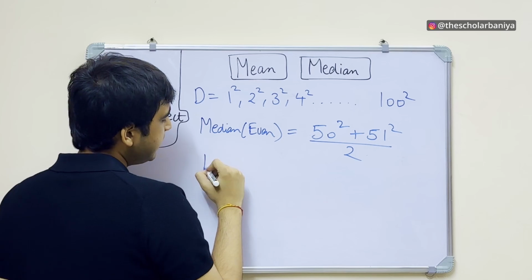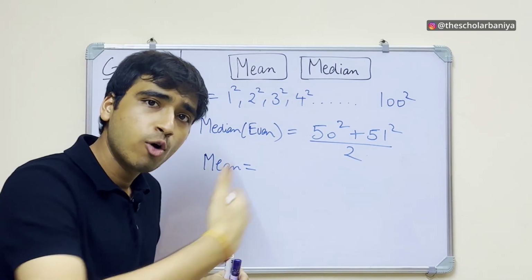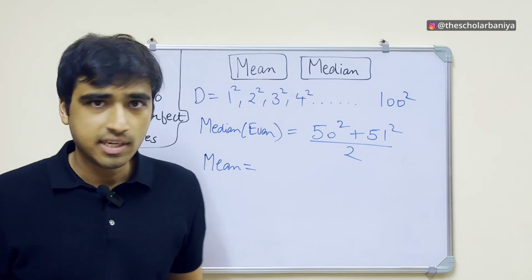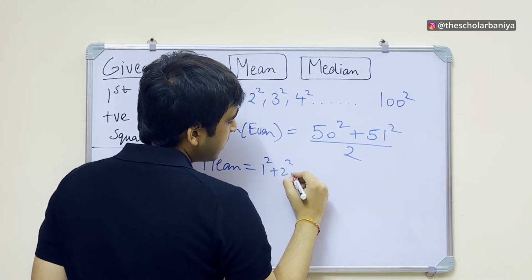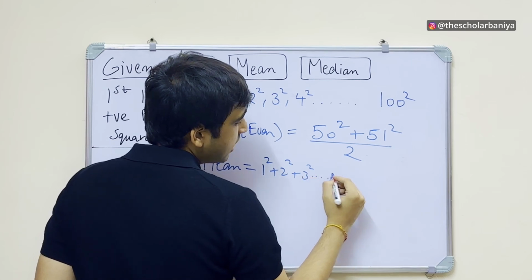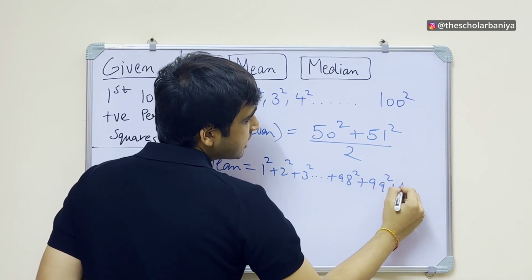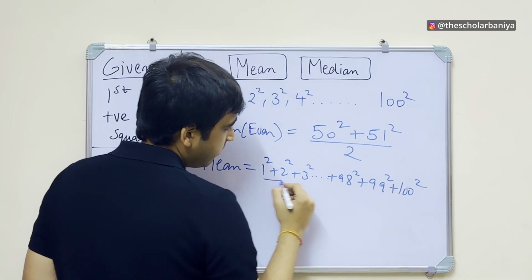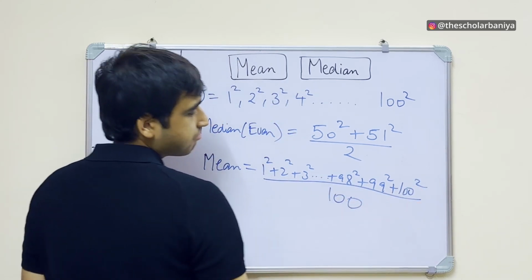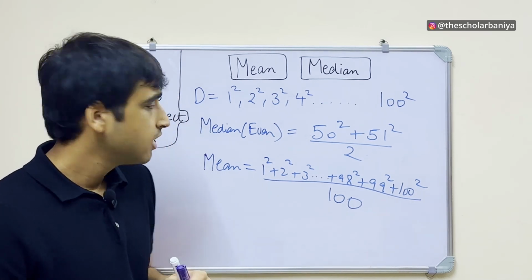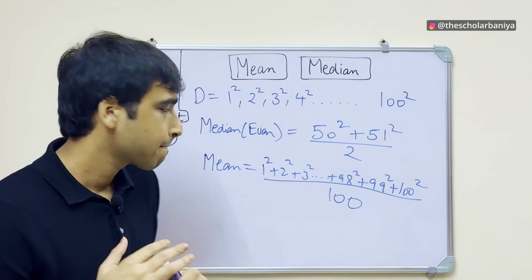Now tell me, what is the mean? Mean is the sum of all the values upon total values, right? So mean will be 1 square plus 2 square plus 3 square up to plus 98 square plus 99 square plus 100 square divided by what? Total numbers. Total numbers is what? 100, right? So we have got these two things and we have to compare these two things, right? Okay.